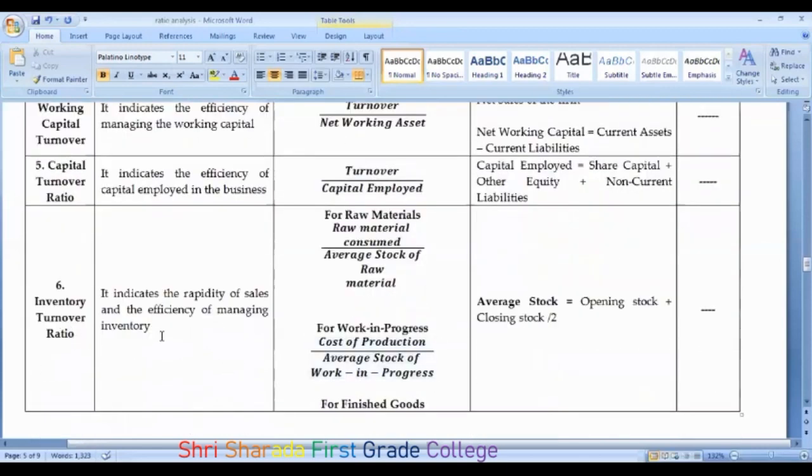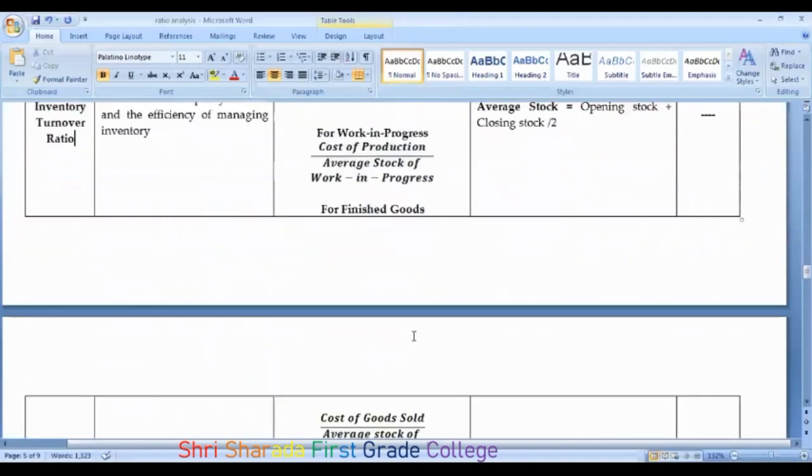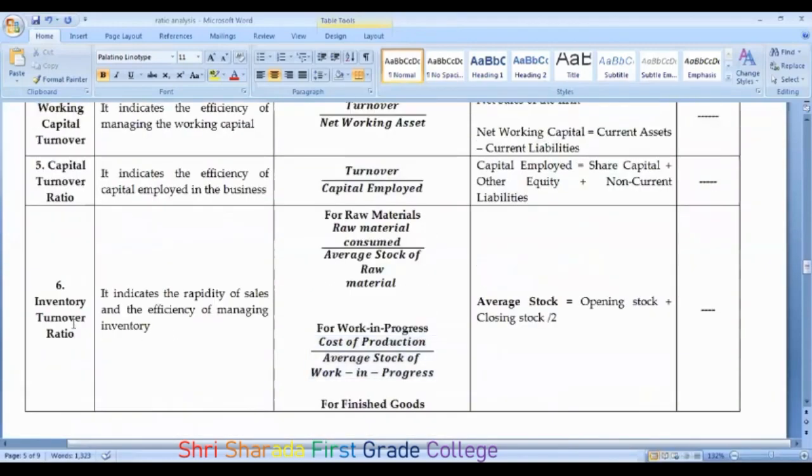Inventory turnover ratio. Inventory is in terms of stock. It indicates the rapidity of sales and the efficiency of managing the stock. For raw material, there are three circumstances here. In the case of inventory turnover ratio for raw material, the raw material consumed will be compared with the average stock of raw material. Taking the opening stock and the closing stock, divided by the number of years, you get the average stock.